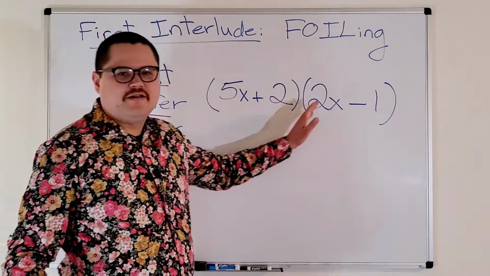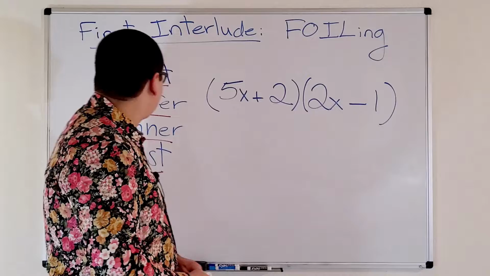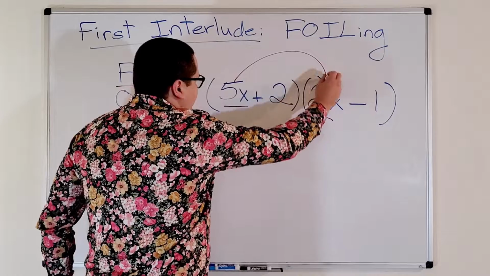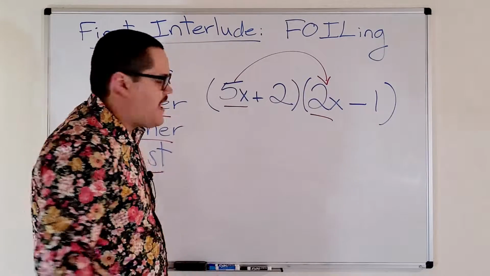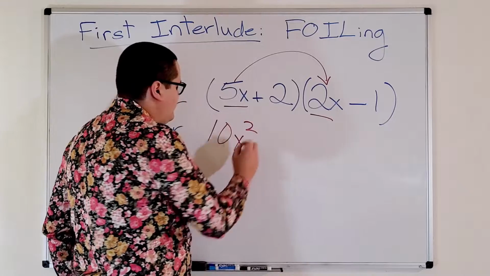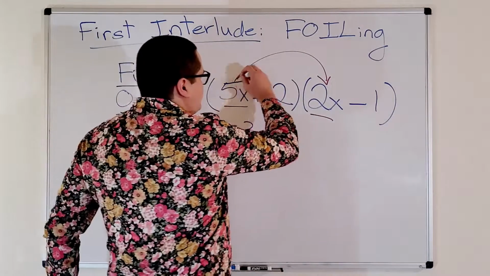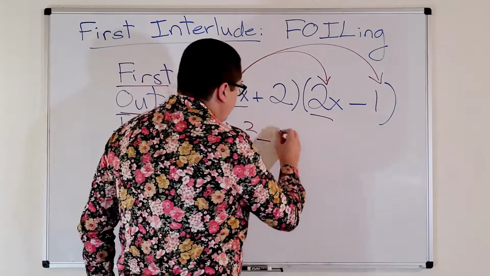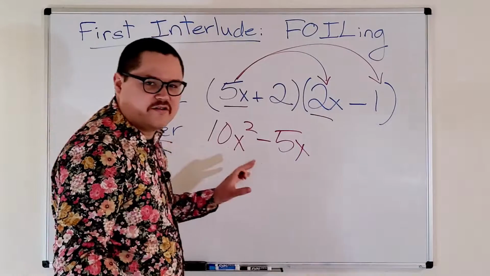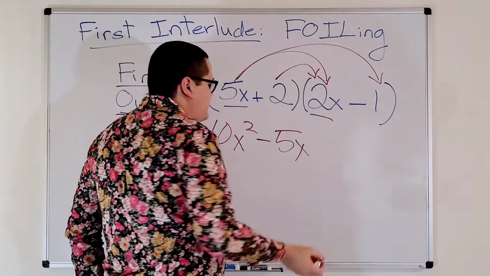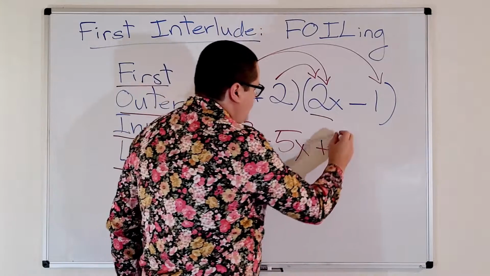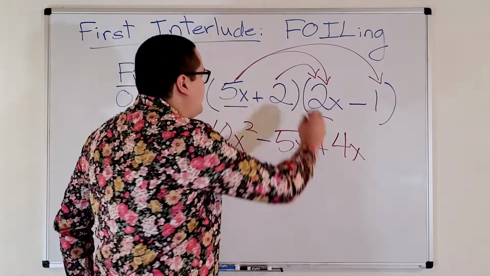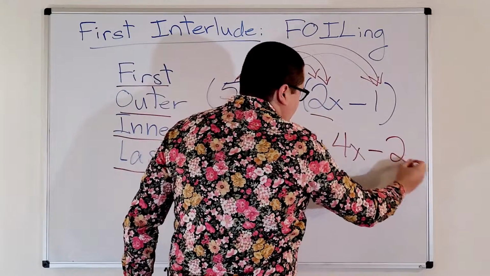(5x + 2)(2x − 1). Okay, F is first. First times first. 5x times 2x, well, 5 times 2 is 10. x times x is x squared. Outer, the two outer terms. 5x times negative 1. That's negative 5x. Inner, the two inner terms. 2 times 2x, that's positive 4x. And finally, last, 2 times negative 1 is negative 2.